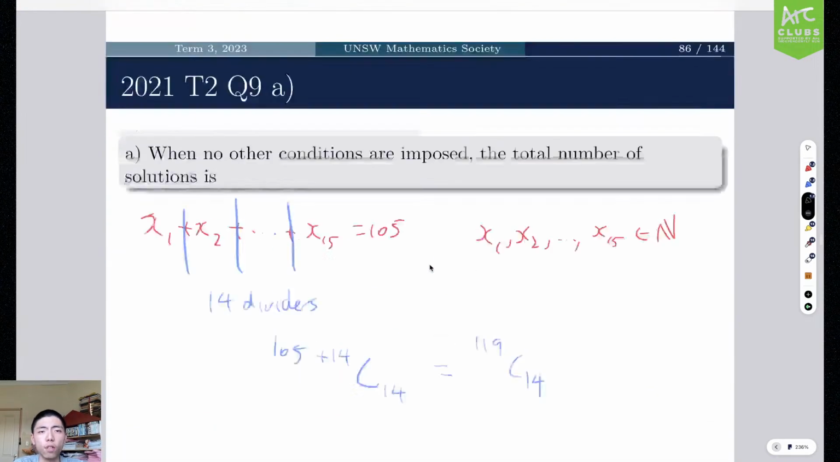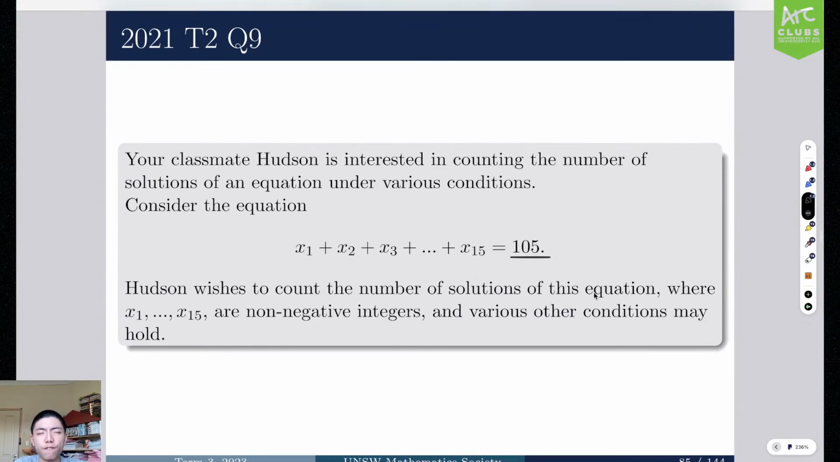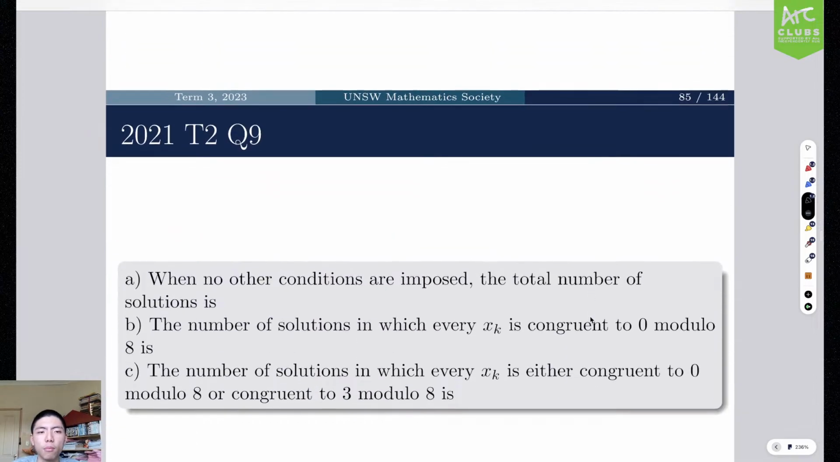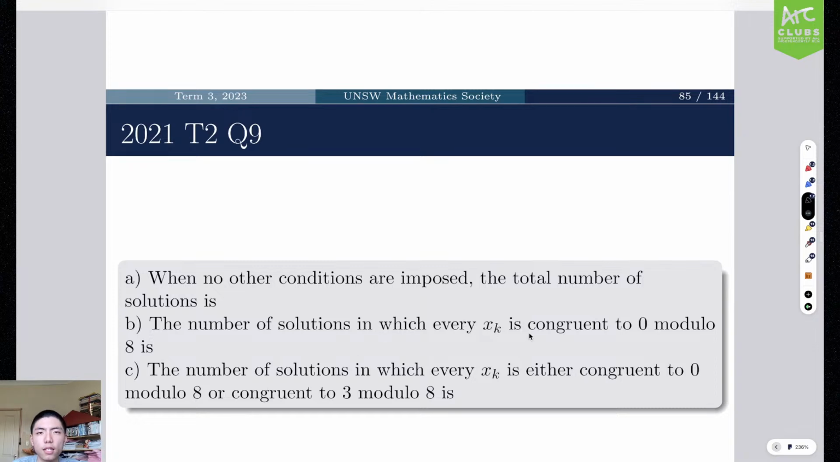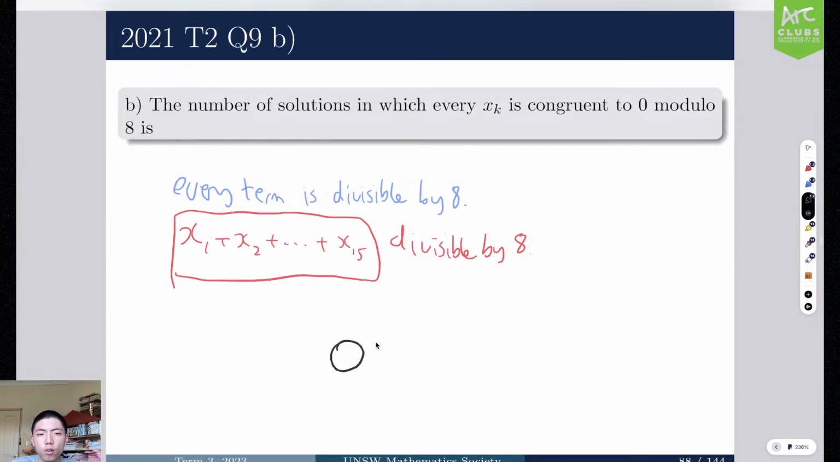Now, if we look at the question conditions, we are given that they sum up to 105. Now that is an issue because if every term were divisible by 8, then the sum should be divisible by 8. But evidently 105 is not divisible by 8. Firstly, because it's odd, and secondly, if you were to divide it, you'll get a remainder, right? That is non-zero. So that means that there are no solutions that satisfy this particular property. So this would actually have 0 solutions.